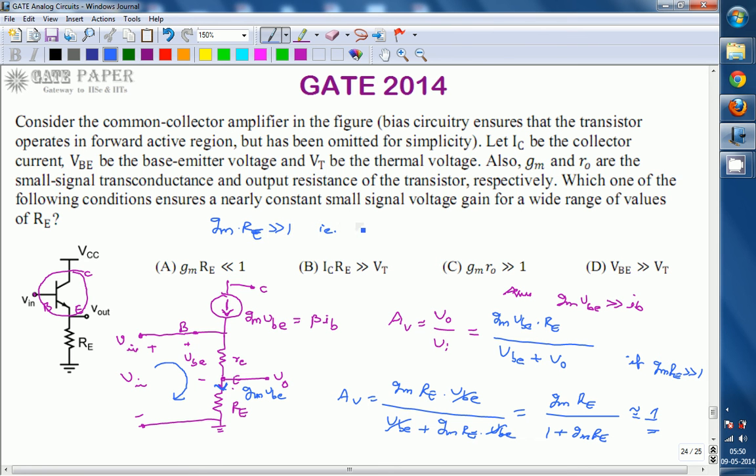gm can be written as IC by Vt. So IC by Vt into Re should be much greater than 1. From that, IC times Re should be very, very large compared to Vt. This is the condition which makes the voltage gain equal to 1. So the answer for this question is B. The right option is IC into Re must be far greater than Vt. Thank you.